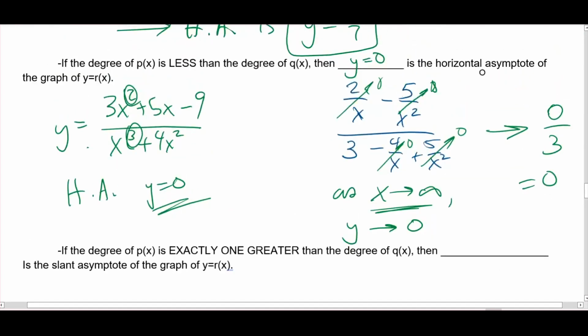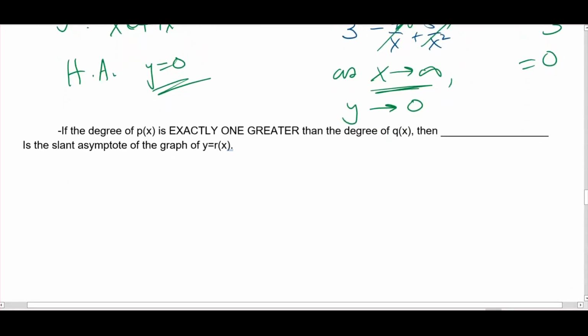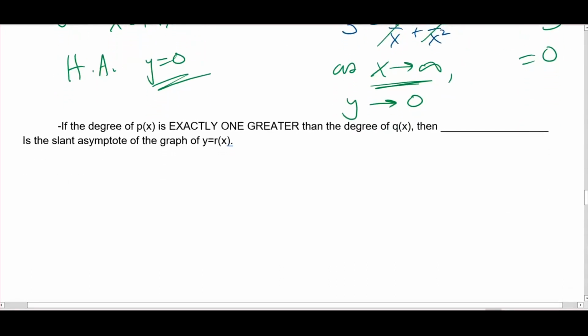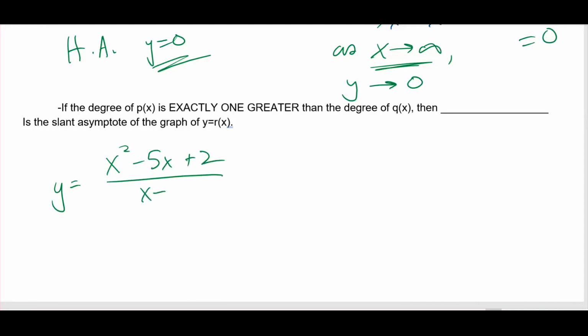Okay, so we have another case, right? We had the numerator and the denominator the same. We had the degree in the numerator less, and now we're going to have the degree in the numerator more. This one takes a little bit more doing here. So I think maybe an example is in order. Maybe let's just make one up. So if I have y equals x squared minus 5x plus 2 over x minus 1.